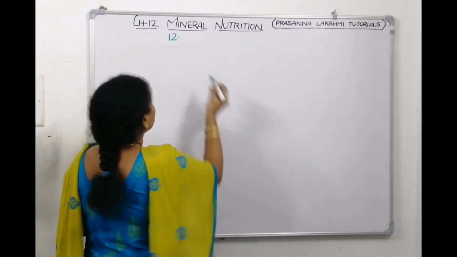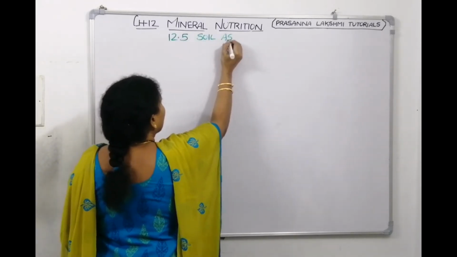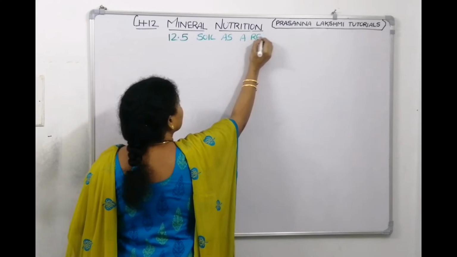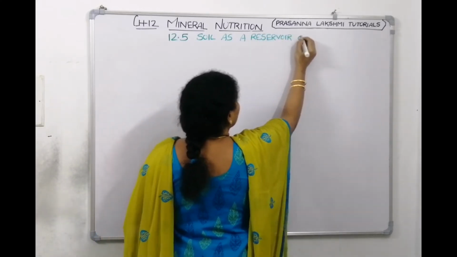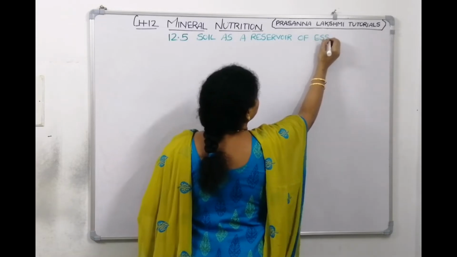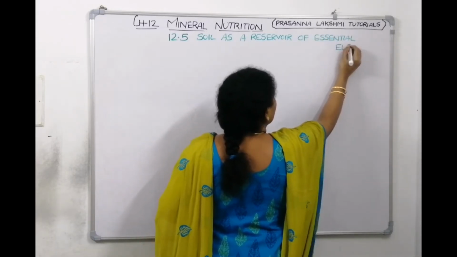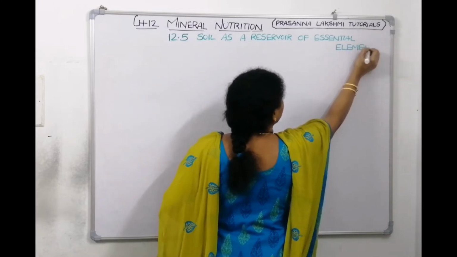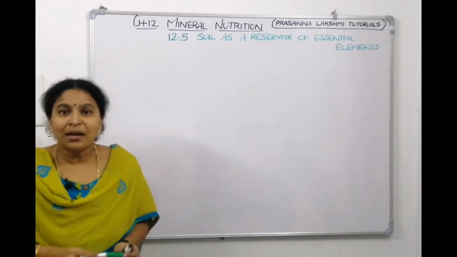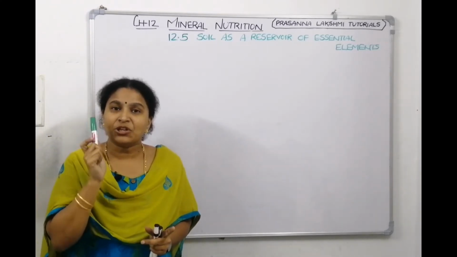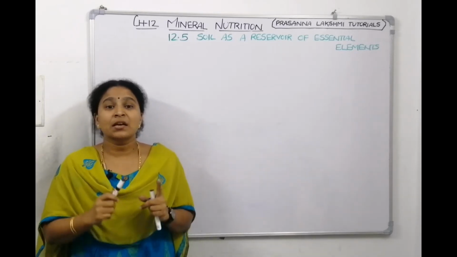It is 12.5, soil as a reservoir of essential elements. Right, children? Now, what does this heading mean? That soil is supplying all the essential elements for the plant. Right? That is the meaning of the sentence.